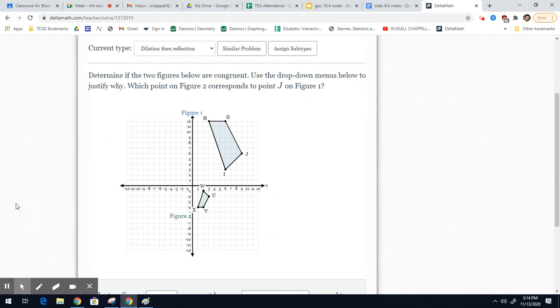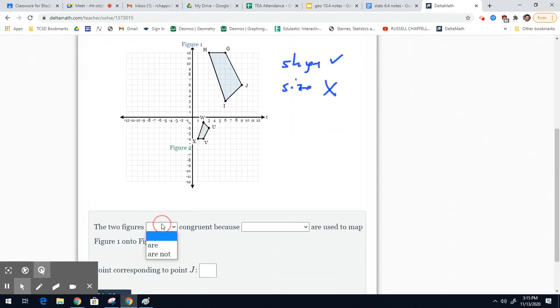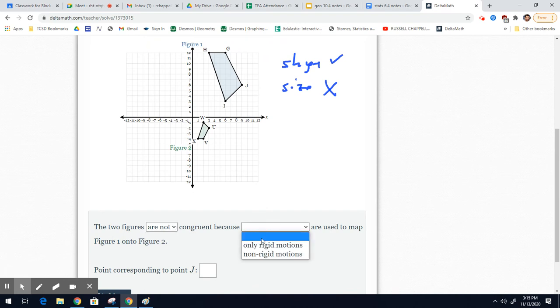Okay, so same kind of problem. Use the drop-down menus to see if they're congruent. Which point on figure 2 corresponds to J on figure 1? Well, immediately, I look for this idea of being the same shape and the same size. Yes, they look the same shape, but no, they are not the same size. Figure 2 is obviously smaller, which means it's going to involve a dilation, a reduction. So down here, I can automatically say the two figures are not congruent because I would have to use non-rigid motions. So now, which point corresponds to J?